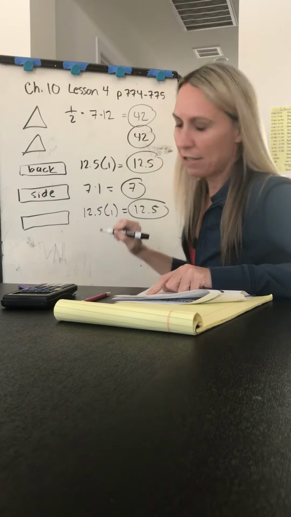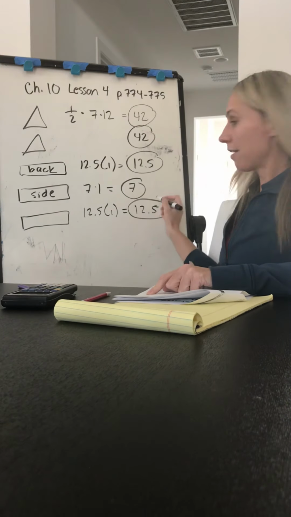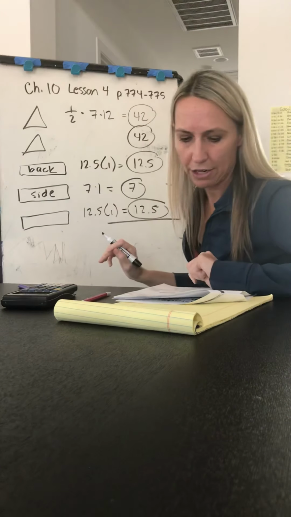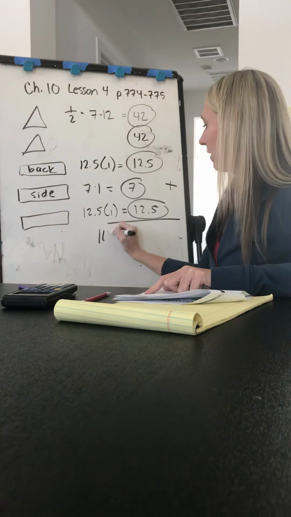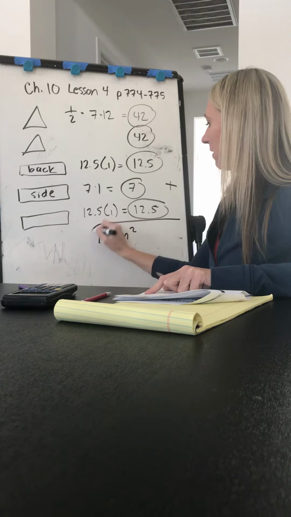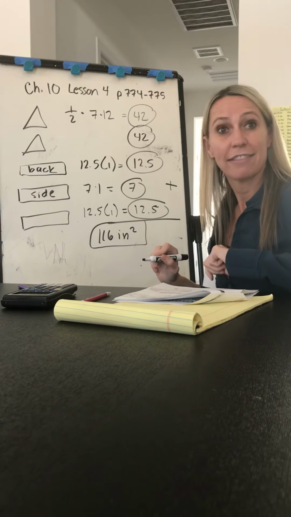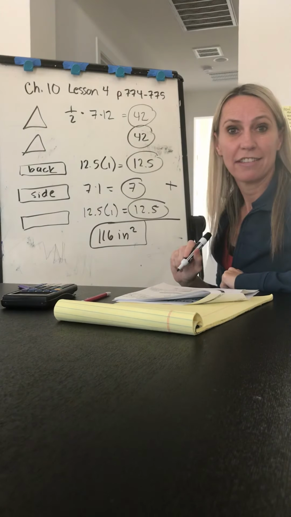Okay, and then what are we going to do with all these areas? We are going to add them together to get the total surface area, and we get 116, and the unit is inches, so it's inches squared. Okay, and that's it for the lesson.